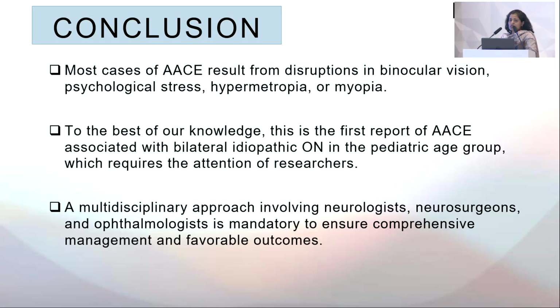To conclude, most cases of acute acquired comitant esotropia result from disruption of binocular function, vision, psychological stress, hypermetropia, or myopia. And to the best of our knowledge, this is the first report. We recommend neuroimaging in all cases of acute acquired comitant esotropia, and a multidisciplinary approach involving neurologists, neurosurgeons, and ophthalmologists is recommended to manage these cases.